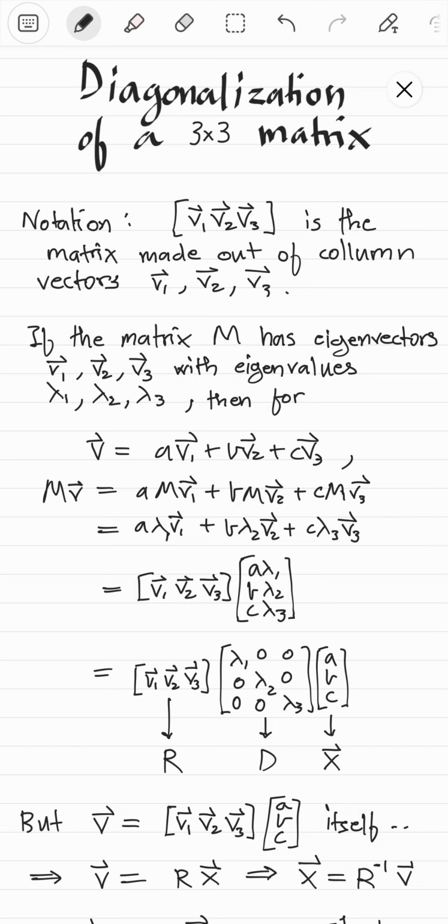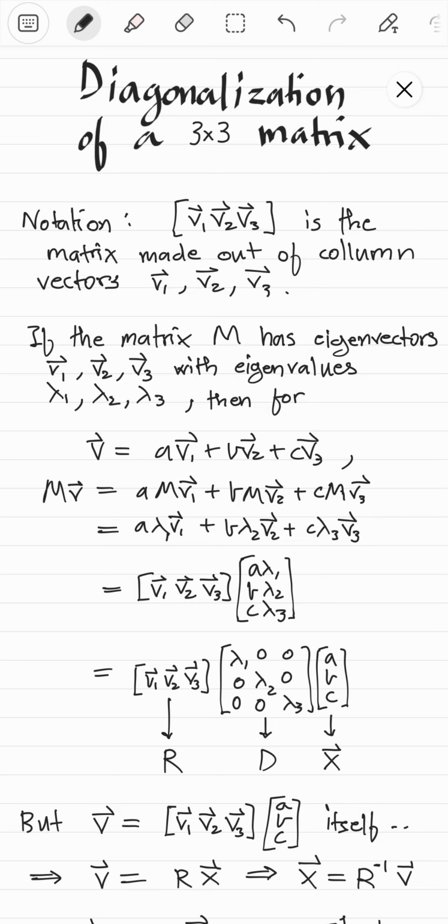So first of all, some notation. Usually I use this box notation for the scalar triple product, that is the determinant of the matrix. But here I will just use this for the matrix itself. So think of these vectors as column vectors and then stack them up, and the matrix that you get is represented by this box notation. So this is the matrix made out of column vectors v1, v2, v3. Okay, and now the real thing starts about diagonalization.